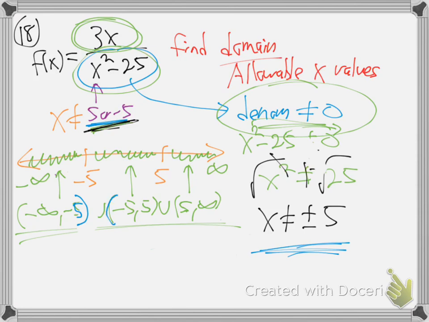Same thing here, parenthesis, meaning you're close to 5. You're 4.999999, but you ain't 5 right on. Same thing here. You're 5.0001, but you're not 5 right on, because 5 right on is a problem. The easy way to say it is that all numbers are going to be accepted except plus or minus 5. But they make you write it this way on this problem. They want interval notation.